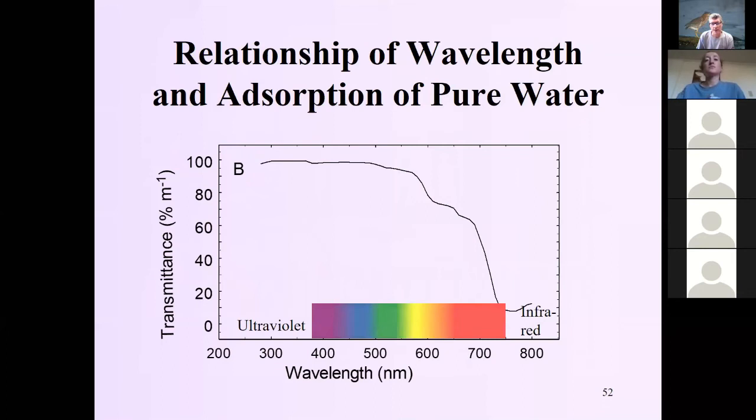So here's pure water, and the relationship of absorption or transmission versus the wavelength. And we said photosynthetically available radiation is right here from 400 to 700 nanometers, right? And here's the visible spectrum. You can see pure water really takes infrared radiation in heavily. And that's why sunlight heats water so effectively.